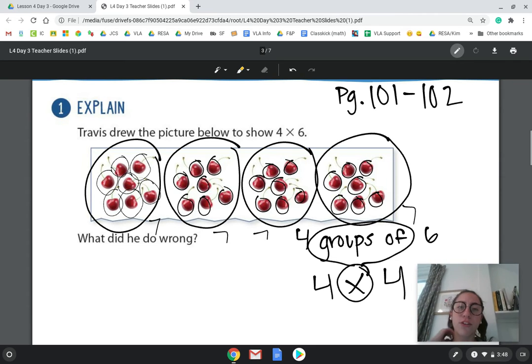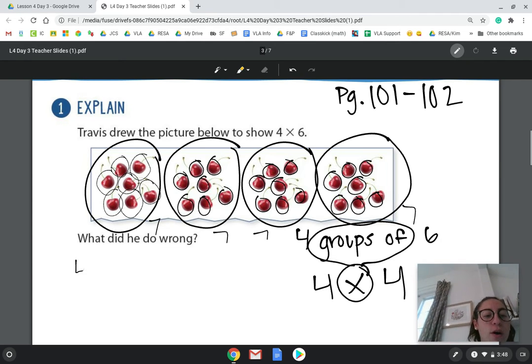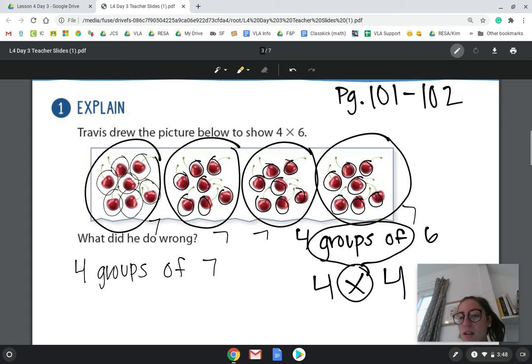Oh no! Friends, did you notice what Travis did wrong? He was supposed to make 4 groups of 6. What did he do? Yeah, Travis made 4 groups of 7. That's what he did wrong. He didn't make 4 groups of 6. He made 4 groups of 7.